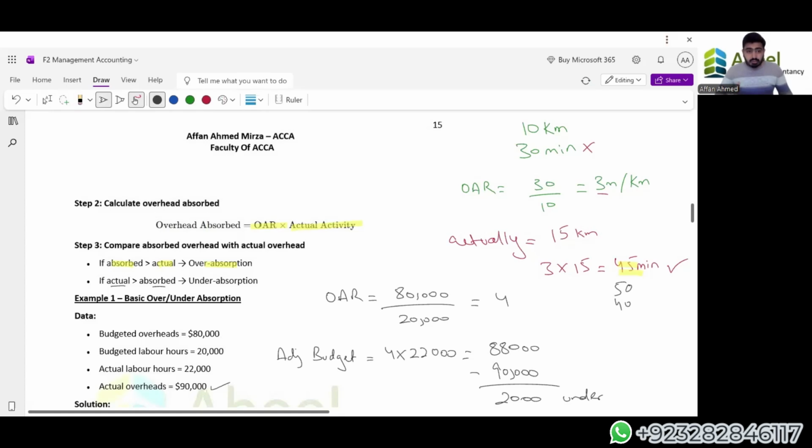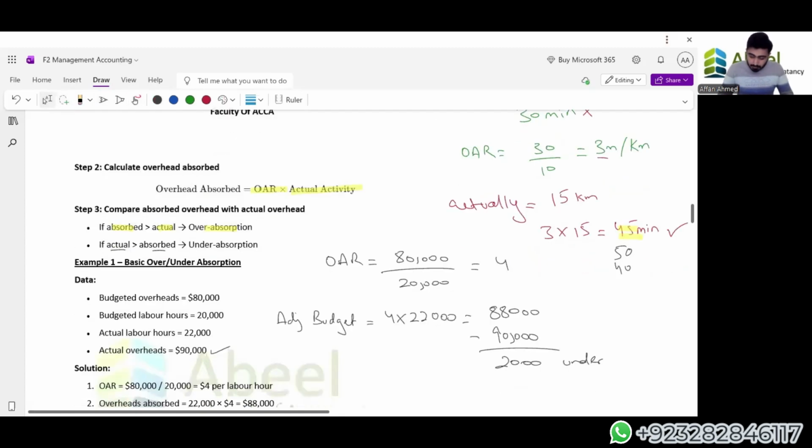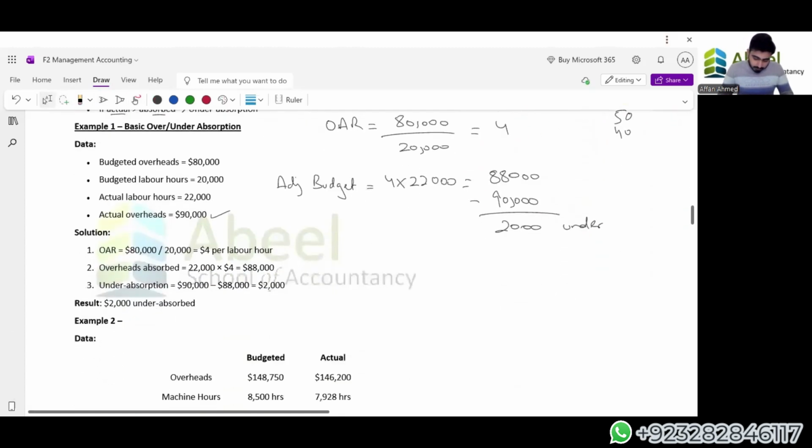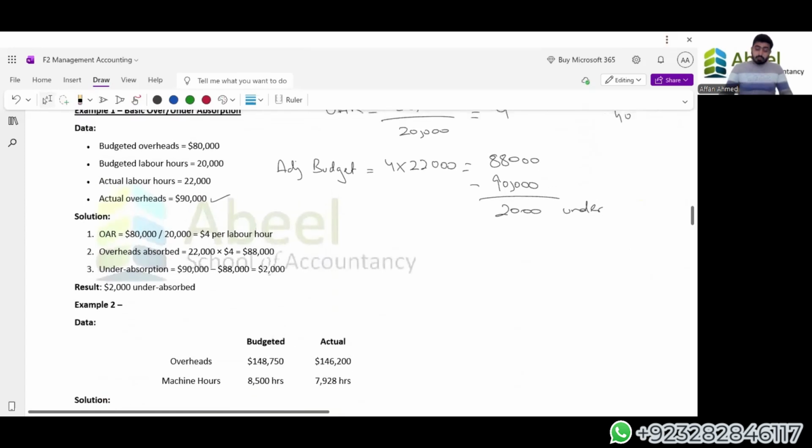Here, in this position, my overall overhead absorbed was 88,000. My budget was 88,000 and my actual was 90,000, that means I have underestimated my expenses by 2,000. Okay, so I believe this example was clear to you and you are able to grasp the concept. Now we have one more example. I would recommend you pause the video, solve the question, and we'll solve it again together.